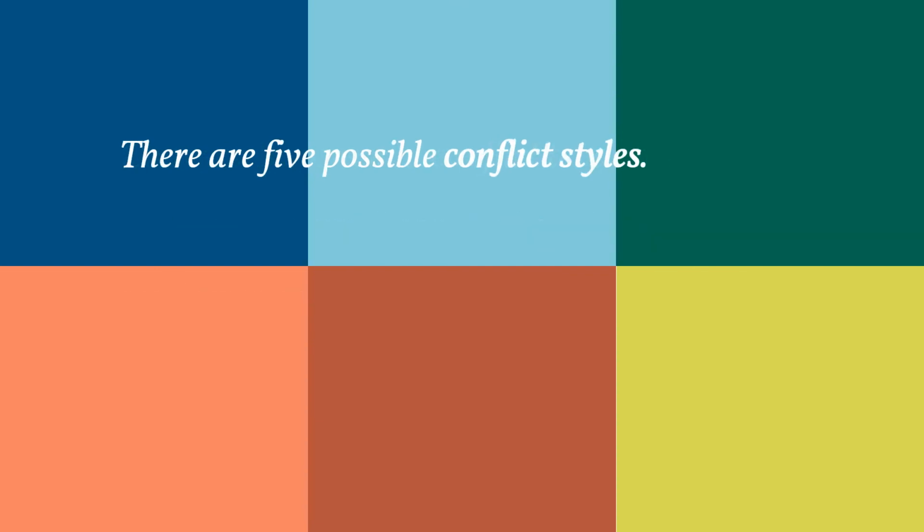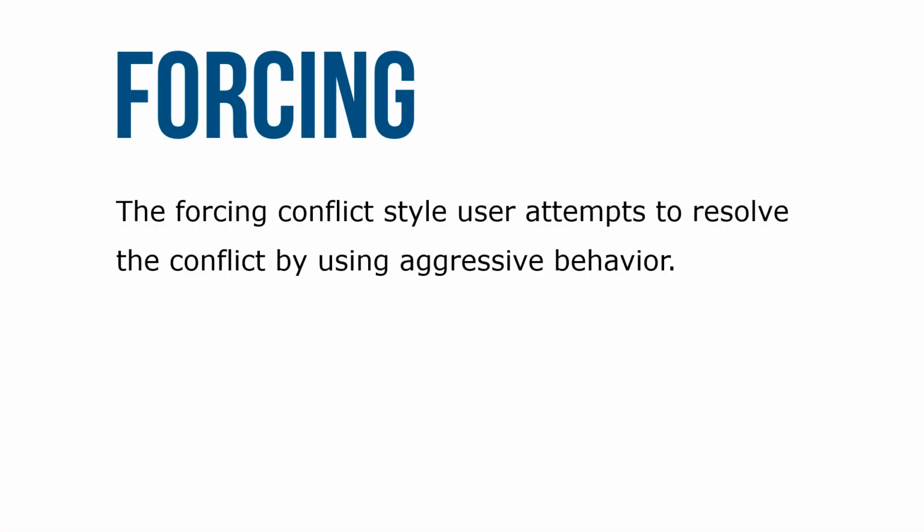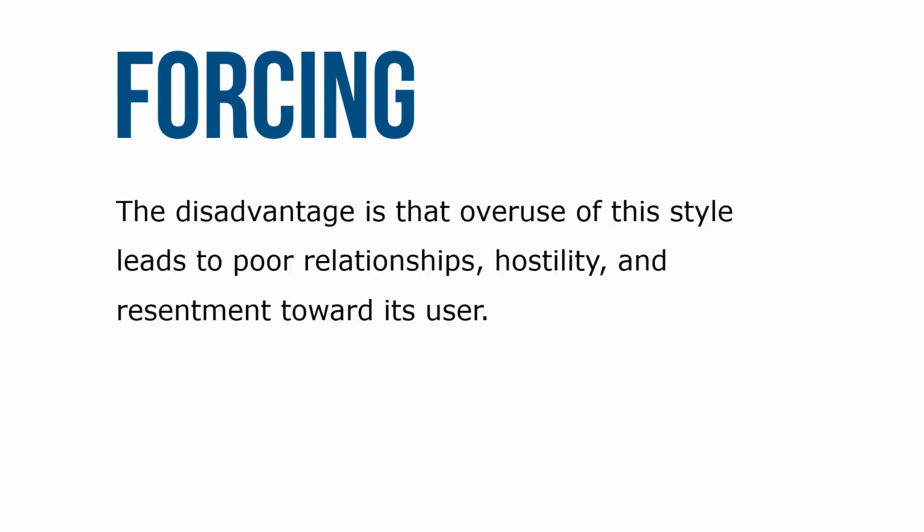There are five possible conflict styles. With the forcing conflict style, the user attempts to resolve the conflict by using aggressive behavior. The forcing approach attempts to satisfy one's own needs at the expense of others if necessary. Better organizational decisions will be made, assuming the forcer is correct, rather than less effective, compromised decisions. The disadvantage is that overuse of this style leads to poor relationships, hostility, and resentment towards its user.